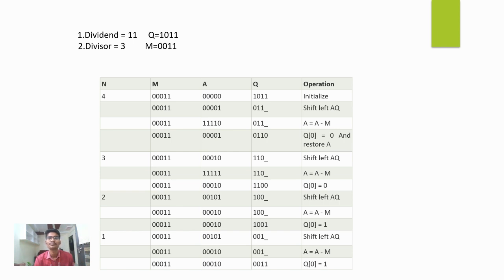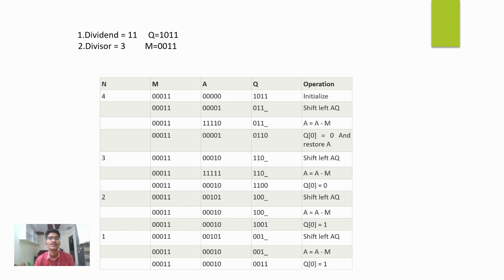We're going to check the MSB of A. As the MSB of A is 1, the vacant place is replaced with 0. And as the MSB of A is 1, restoration will be performed using A is equal to A plus M. After A is equal to A plus M, A becomes 00010, and the value of Q is 0110, and we're going to perform a left shift again.